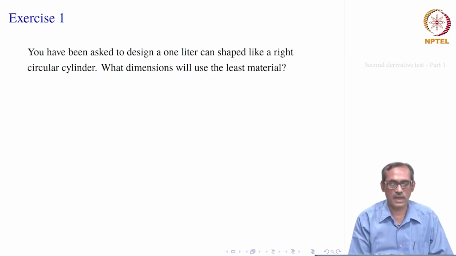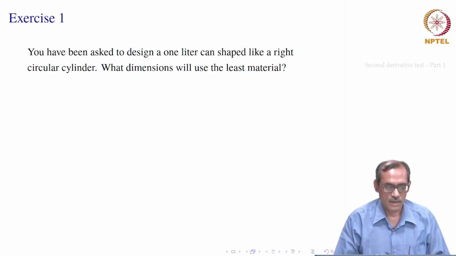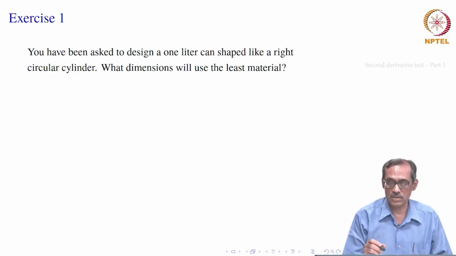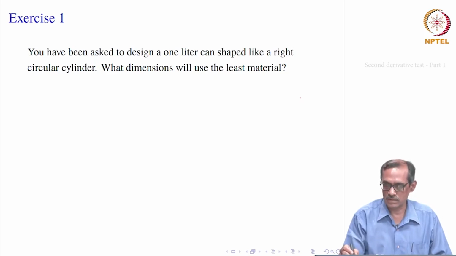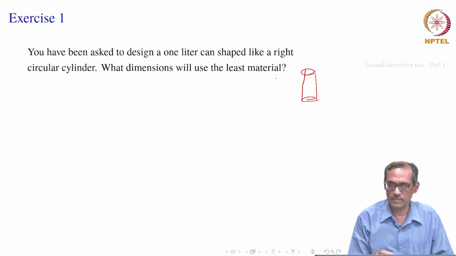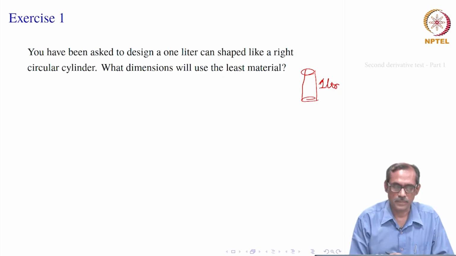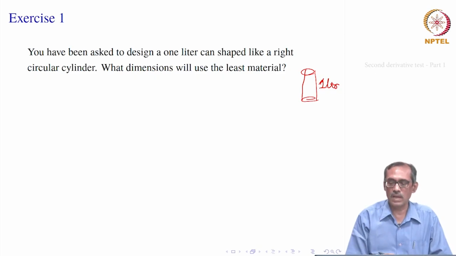So, let us take another problem. So, remember again, exercises you must try yourself first and then come back to the solution by pausing the video. Okay. So, here the problem is: design a 1 liter can shaped like a right circular cylinder. So, it is a 1 liter can which is a right circular cylinder, its volume is 1 liter. Okay. What dimensions will use the least material?